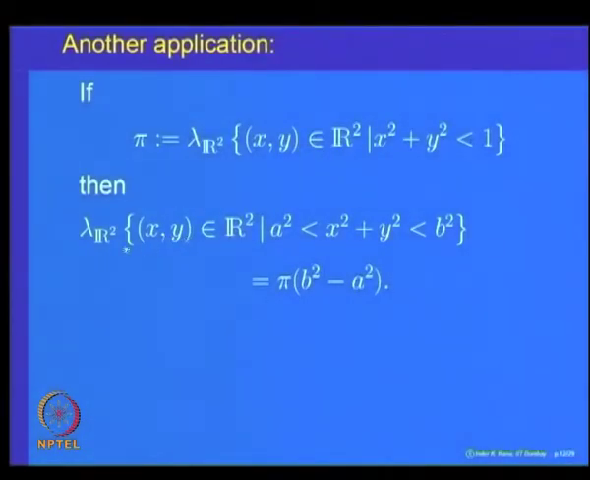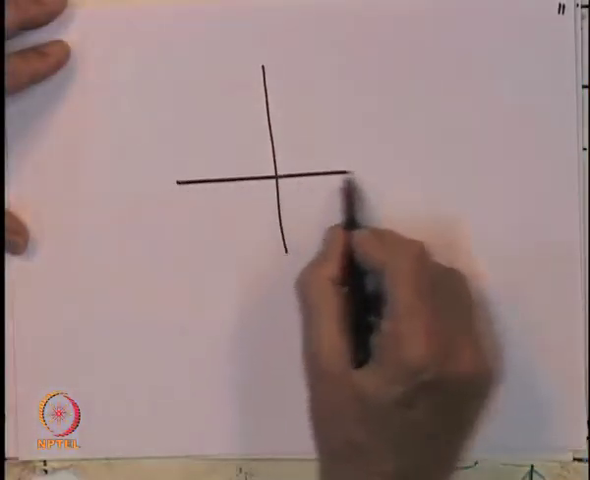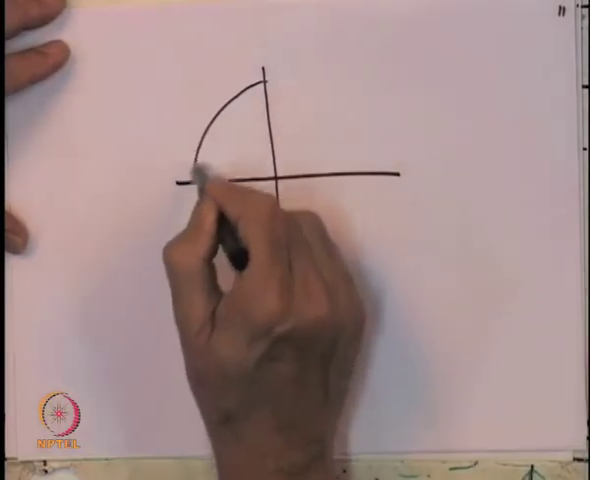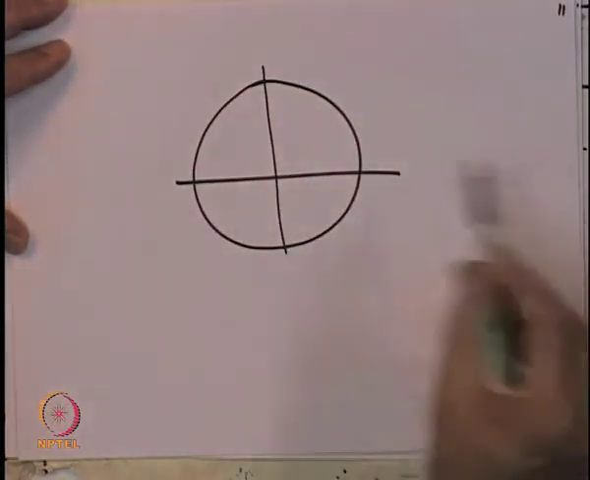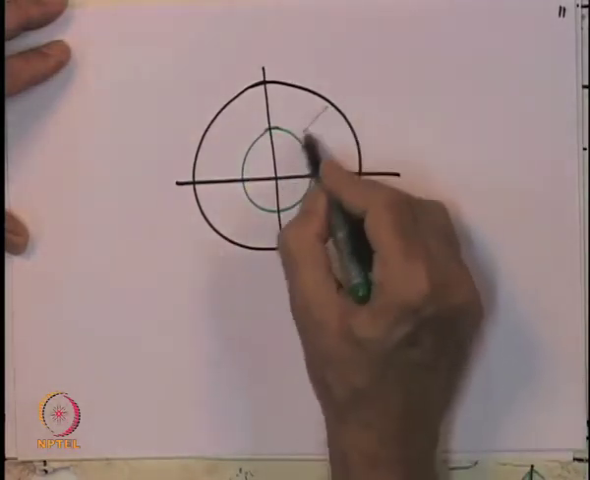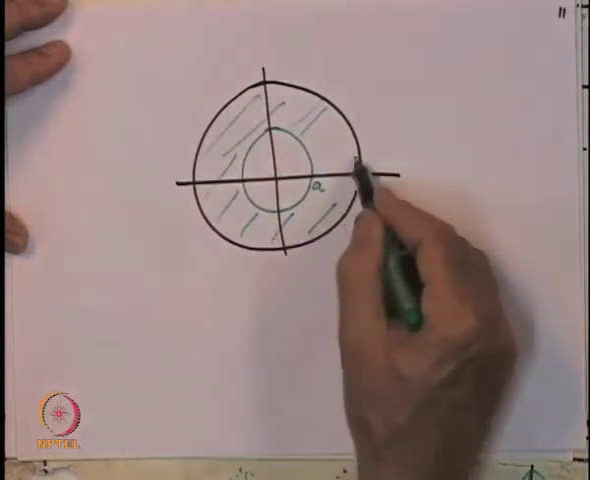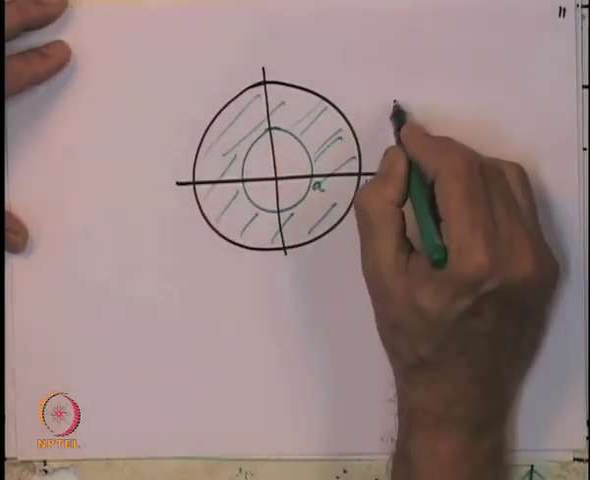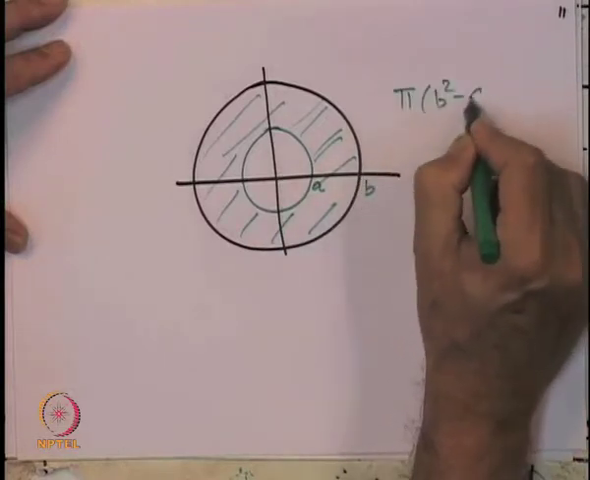So, then the claim is that if we look at the annulus region, that is x square plus y square bigger than a square and less than b square, then its Lebesgue measure is pi times b square minus a square. So, what we want to prove is that if I look at the bigger circle and here is the smaller one, and this radius is a and this radius is b, we are saying the Lebesgue measure of this portion, okay, is nothing but pi times b square minus a square.